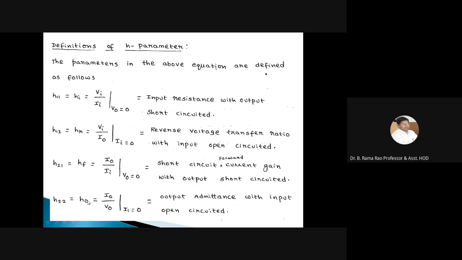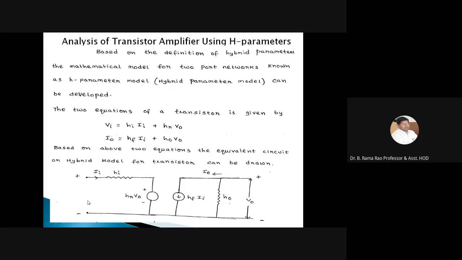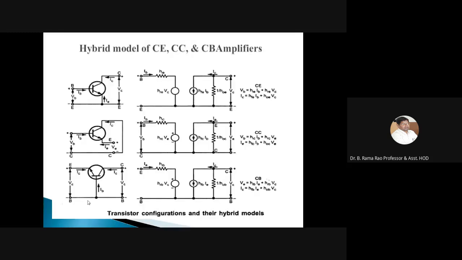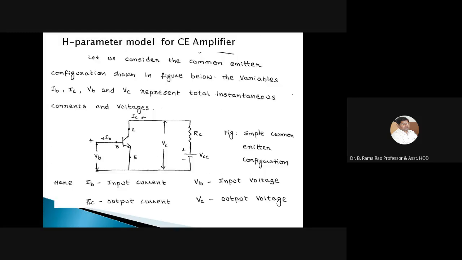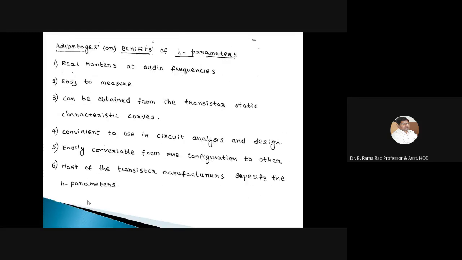This is the definition of the hybrid parameters. We saw the analysis by taking this equation and we have redrawn the circuit. And these are the hybrid models for the different configurations. Please go through this model. These are the exact models actually. So these are the advantages and benefits of the hybrid model parameters.